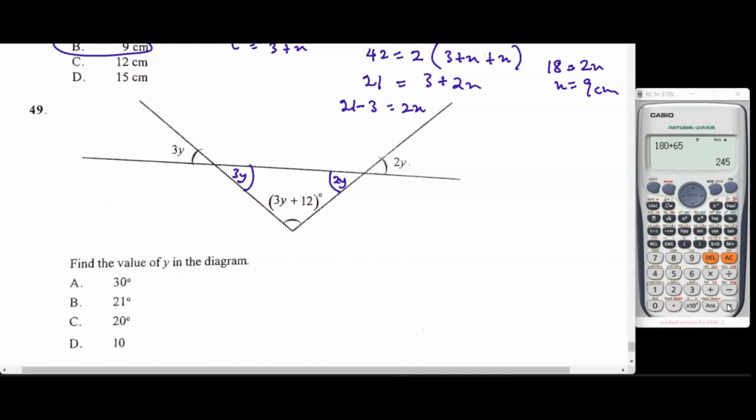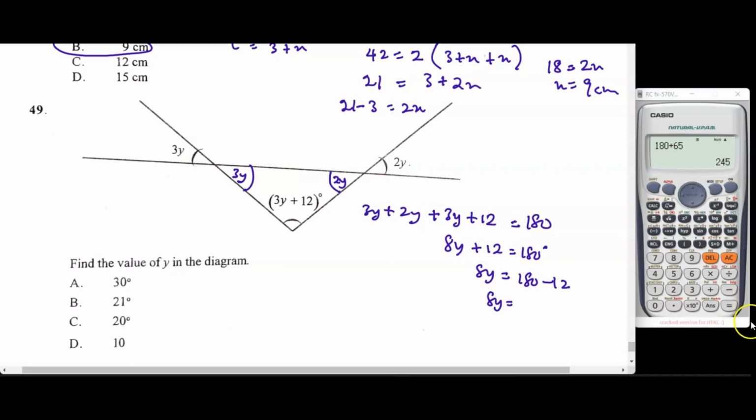Then, transferring the angles vertically opposite into the triangle, we have the sum of interior angles of a triangle. So we add all the interior angles, 3y plus 2y plus another 3y plus 12, and that will give us 8y plus 12, and this must be equal to 180 degrees. So 8y should be equal to 180 minus 12.